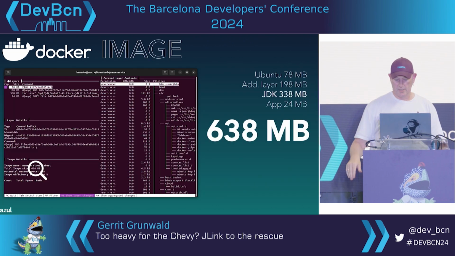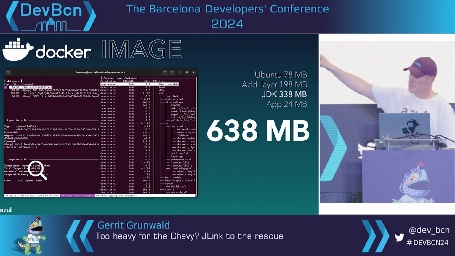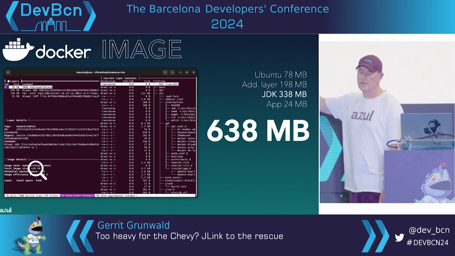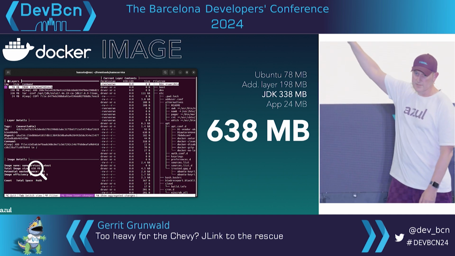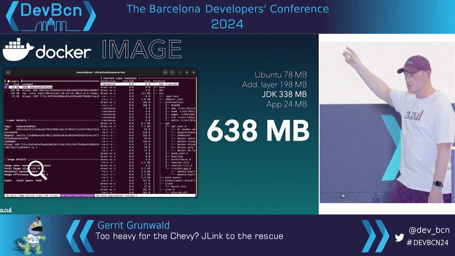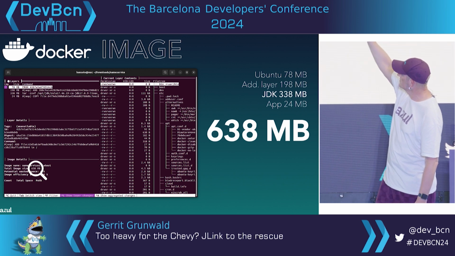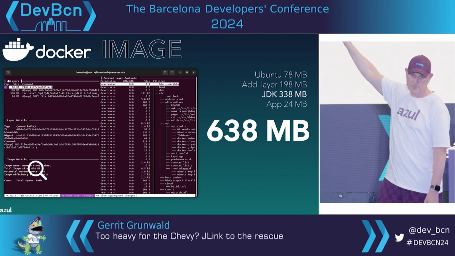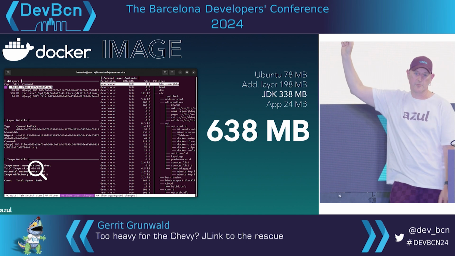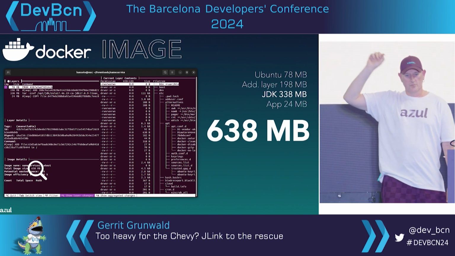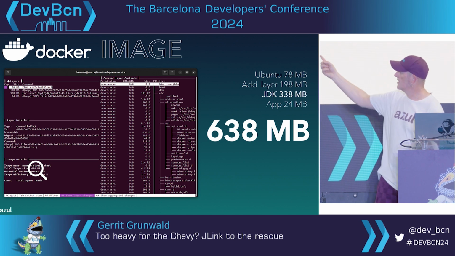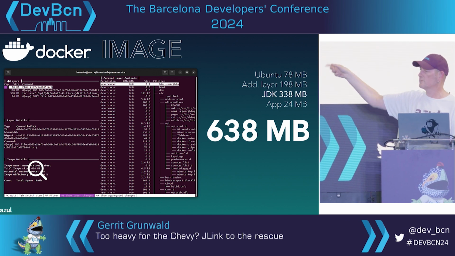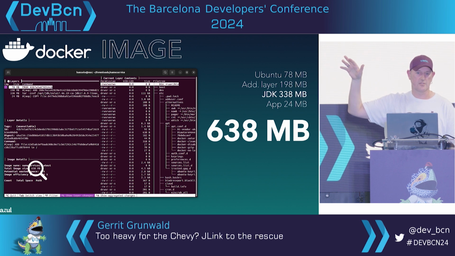And then when we create the Docker image and check it out, this is the size of the Docker image, 638 megabytes. You see Ubuntu is 78 megabytes. Then there is an additional layer added here of 200 megs. The JDK 338, and the application is 24 megabytes. To run the very simplest REST service, I blew up my image to 640 megabytes roughly, just because I was lazy.